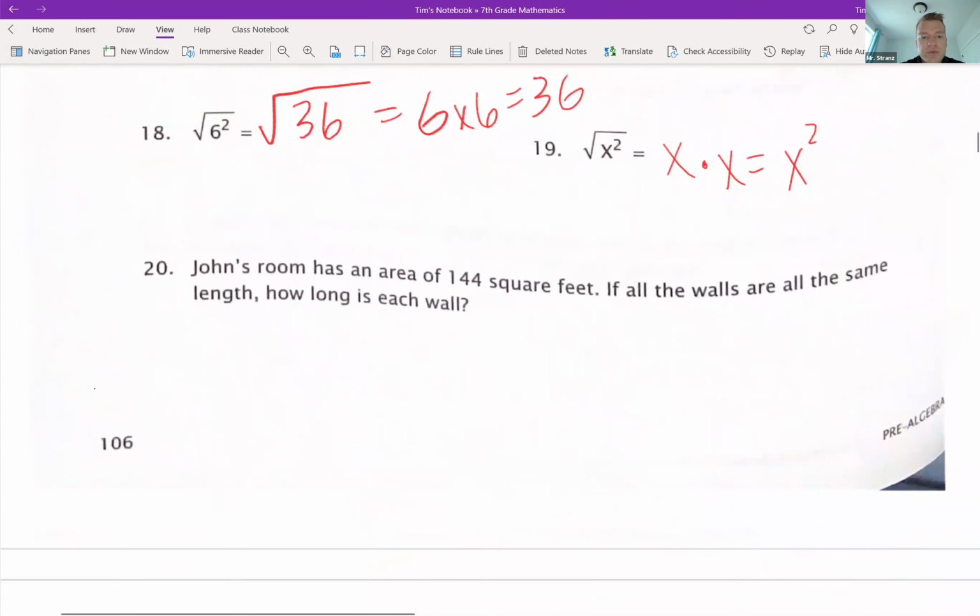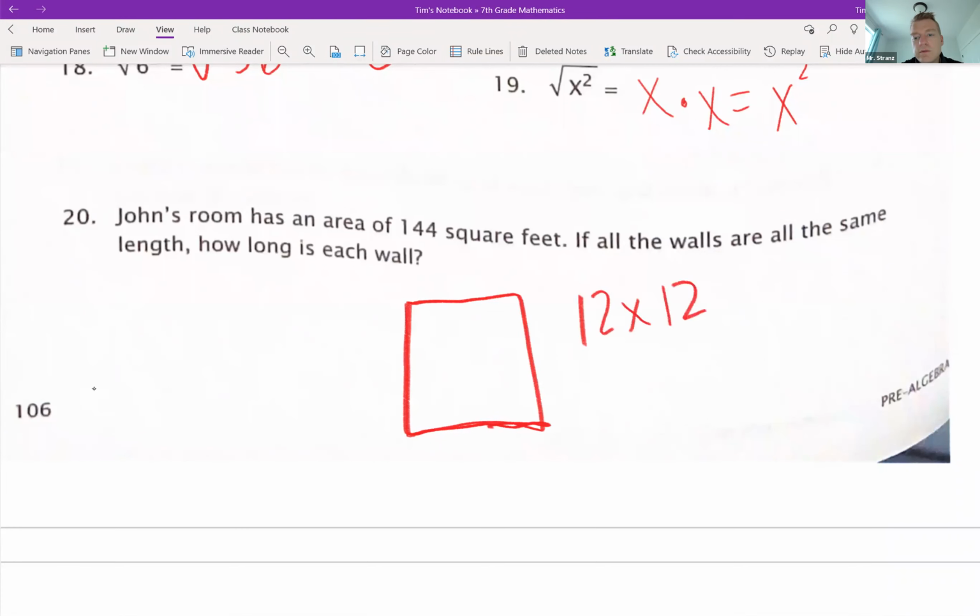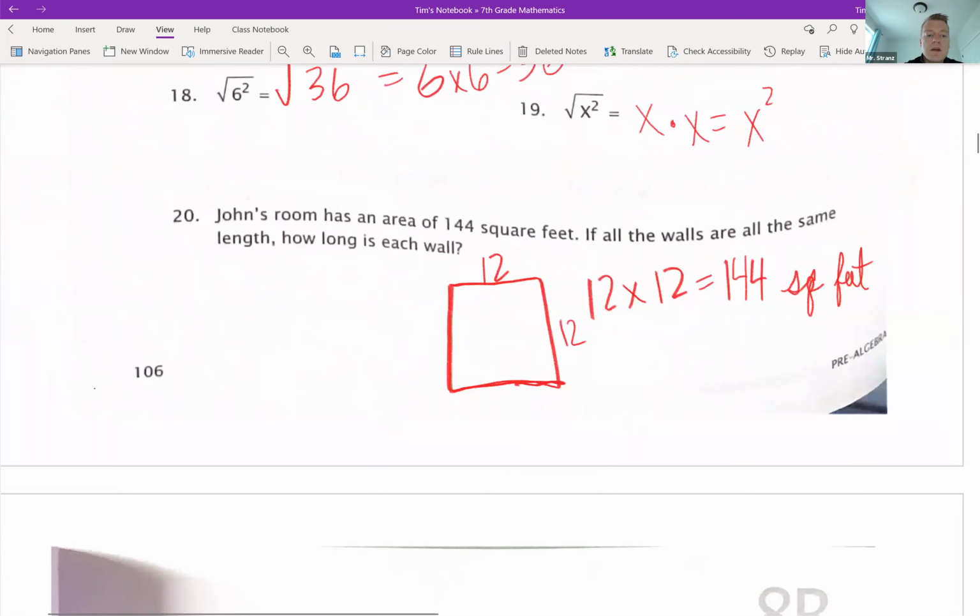Let's look at number 20. John's room has an area of 144 square feet. If all the walls are the same length, how long is each wall? Well, that's just like the problem we did up top, right? If this is his room, and it's 144 square feet, we know that it has to be 12 by 12 square feet. So how long is each wall? Well, 12 by 12.